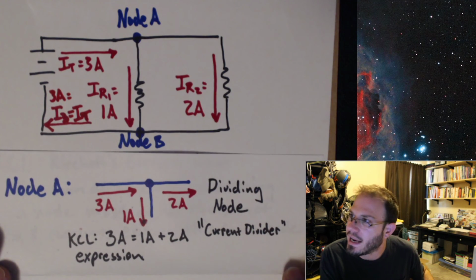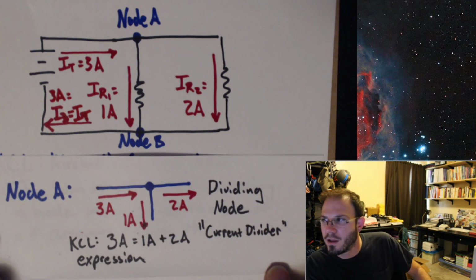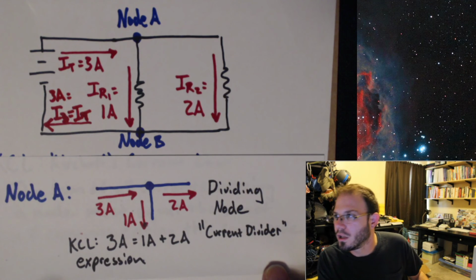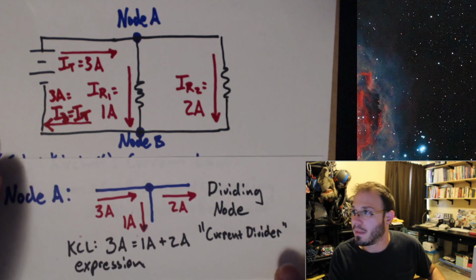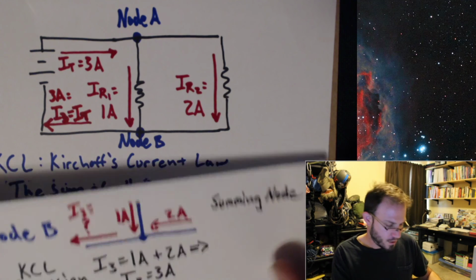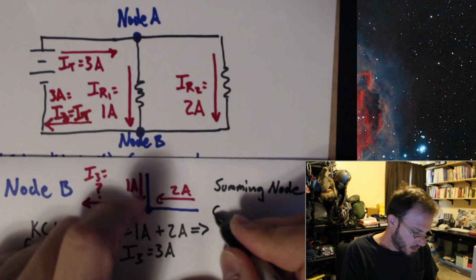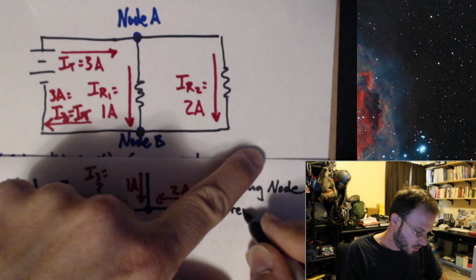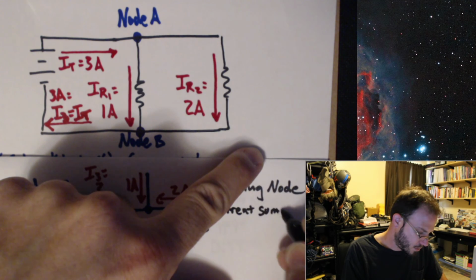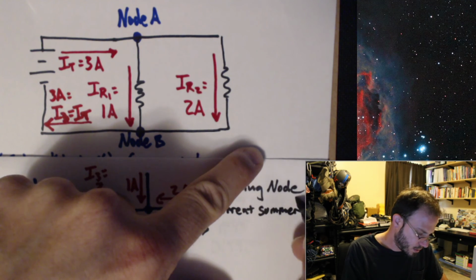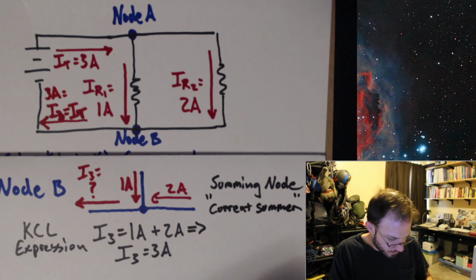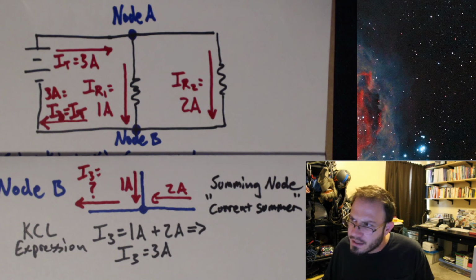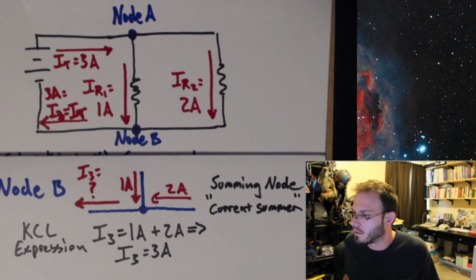Okay? So we have a summing node and we have a dividing node. Those are just some words that I'll throw around when we're looking at how current is splitting. So in one case, you have current being divided, or a current divider. And in the other case, you have a current summer. Okay? All right. Does this make sense so far? Do I have any questions?